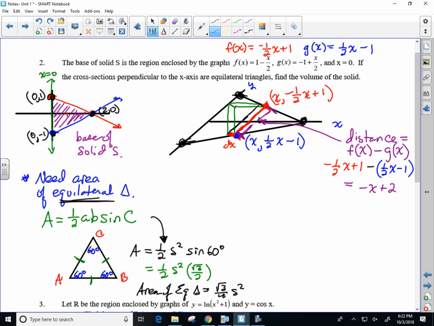Now, there is another way to do it if you didn't want to work with the entire base. Because we have symmetry here, what you could do is figure out what the volume would be on the top half, so going from the x-axis up, pretending that the bottom isn't there, and then just double that answer. If you find that to be easier, that's fine. You still need to work with 30, 60, 90, or the area of a triangle formula. But this is the length of a side.